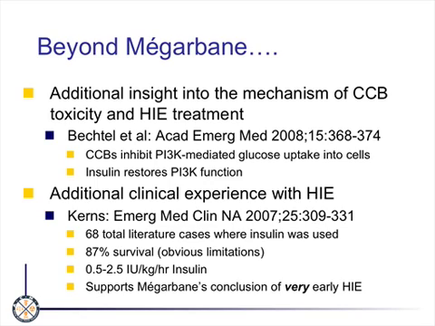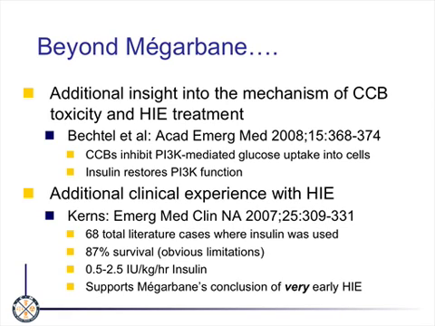And lastly, we want to ask the question about these articles. Will Megarbane's article stand the test of time? And since 2004, there've been about 70 cases of calcium channel blocker, combined calcium channel blocker and beta blocker, and isolated beta blocker toxicity that have utilized high-dose insulin. And overall, that additional case experience is associated with 87% survival, with obvious limitations making conclusions about survival in case reports. The range of insulin used has widened since Megarbane's paper.